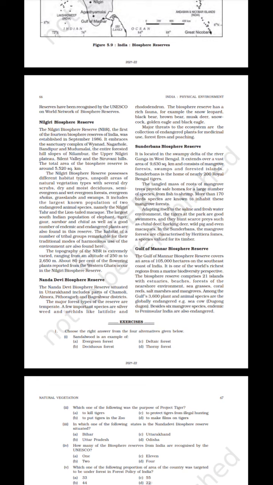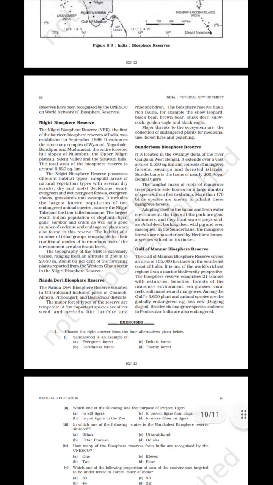Gulf of Mannar Biosphere Reserve. The Gulf of Mannar Biosphere Reserve covers an area of 105,000 hectares on the southeast coast of India. It is one of the world's richest regions from a marine biodiversity perspective. The Biosphere Reserve comprises 21 islands with estuaries, beaches, forests of the nearshore environment, seagrasses, coral reefs, salt marshes, and mangroves. Among the Gulf's 3,600 plant and animal species are the globally endangered sea cow, dugong dugon. Besides, six mangrove species endemic to peninsular India are also endangered.